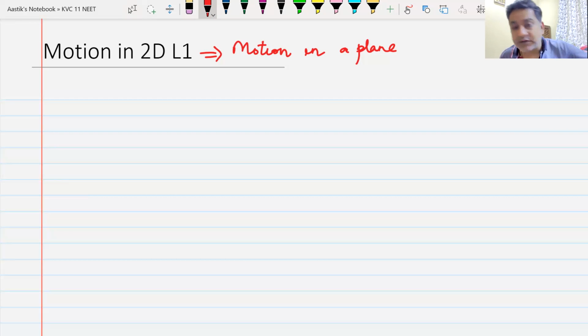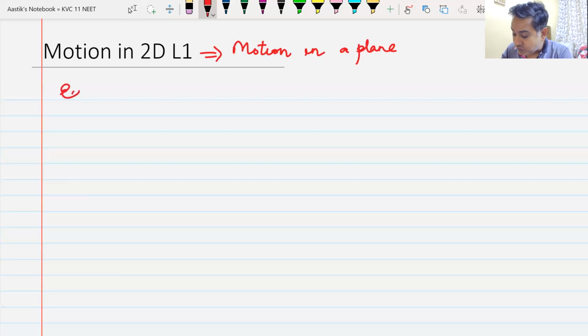Have we done motion in two dimension before? Yes, because whenever we did motion in 1D, we had done the definitions. All those definitions still remain true. Nothing changes. So without wasting any more time, let us straight away move into equations of motion.